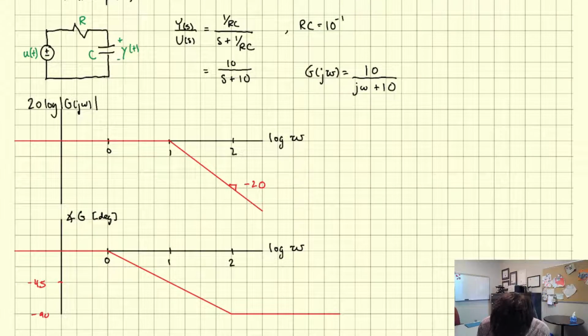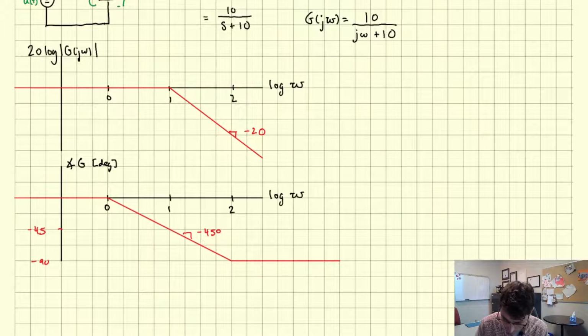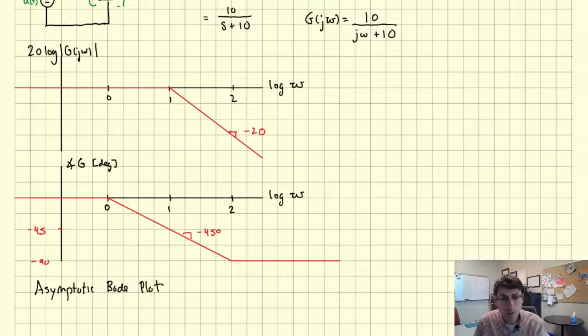Okay, so this is -45. Okay, so this is the asymptotic. This is called the asymptotic Bode plot. Asymptotic because it's not the exact value, right? If you drew this in MATLAB, it wouldn't give you such nice lines like this, but roughly speaking, it's close to what you would see in MATLAB.